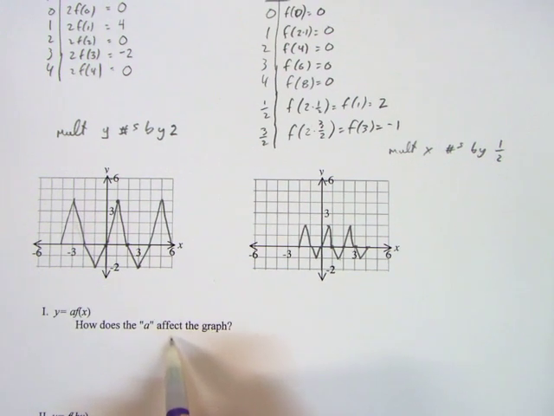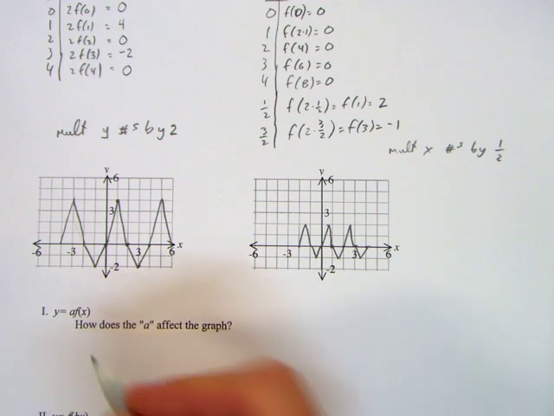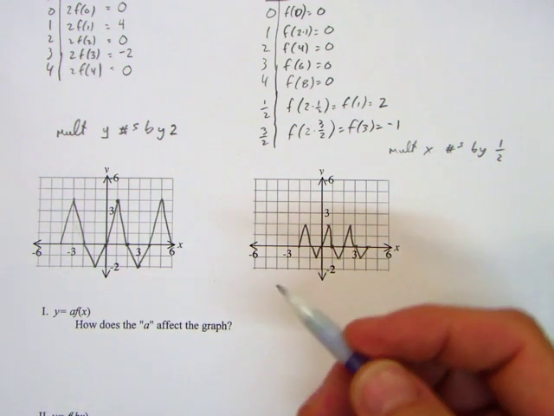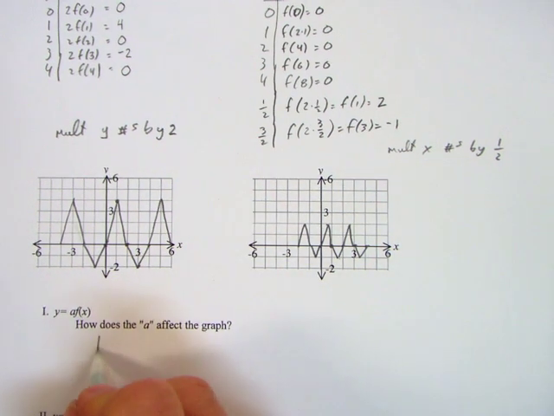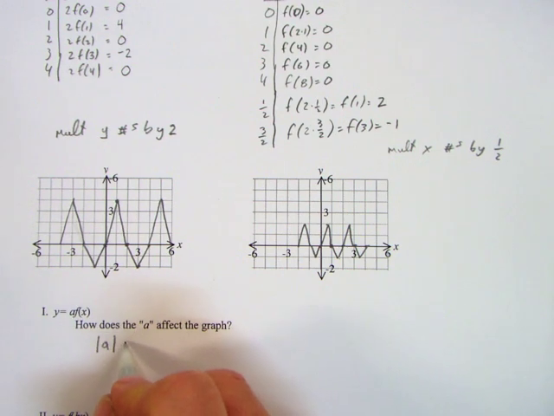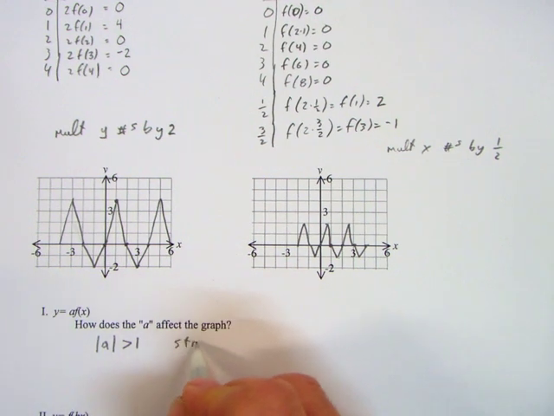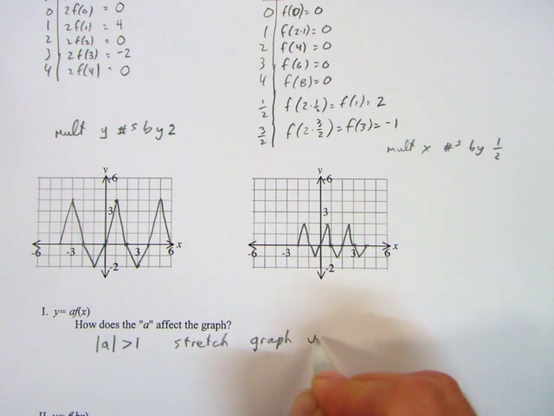So now let's take a look at this. How does the a affect the graph? Well, a is going to stretch it. Now, we didn't deal with any negatives, and we've dealt with negatives before. If it was a negative number like -2, that would reflect it about the x-axis. So let's just apply the positive idea for this moment. If this number is greater than 1, what it's going to do is stretch the graph vertically.